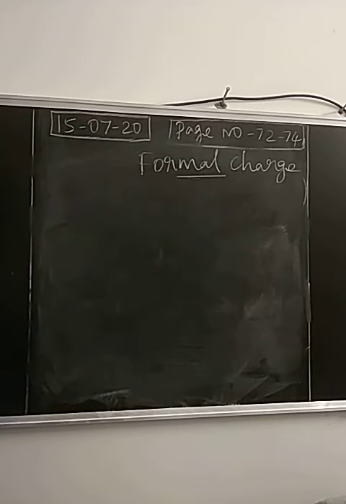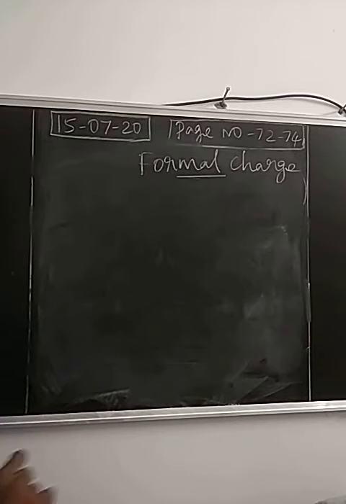So this is a 3 mark question. What is formal charge? And write the formula. It is defined as the difference in the number of valence electrons of an atom in isolated state and the number of electrons assigned to an atom in the Lewis dot structure. For this definition, 2 marks will be given. Then for the formula, 1 mark will be allotted. So this is a 3 mark question.